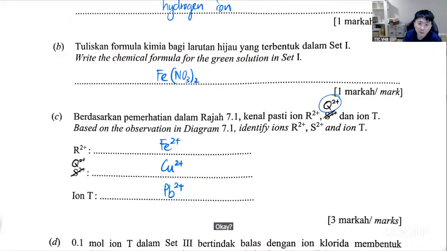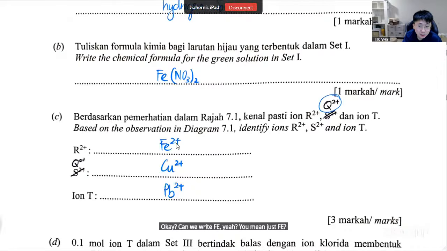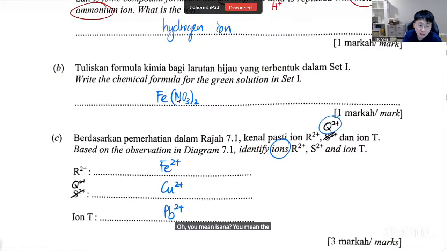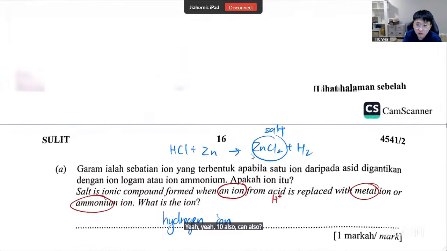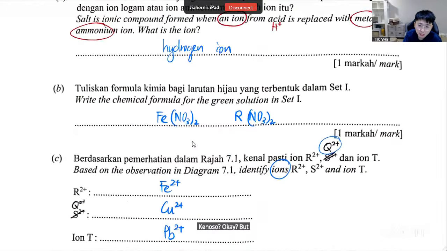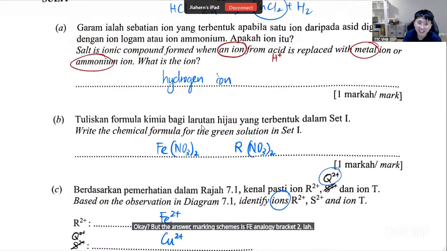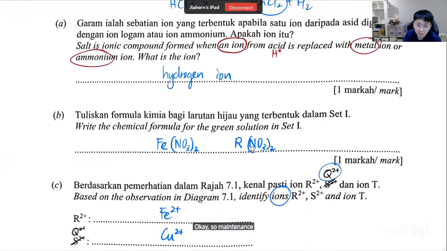Can we write Fe? You mean just Fe, no 2+? Cannot write the whole thing, because it says identify ion, so write the full ion formula, the full ion symbol. You thought we need to maintain R? Oh, you mean the chemical formula for this? This one, you say R(NO3)2. Yes, can also. The marking scheme answer is Fe(NO3)2, but maintaining as R also can.